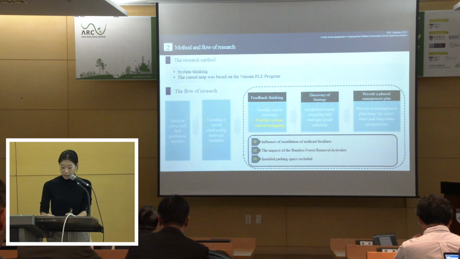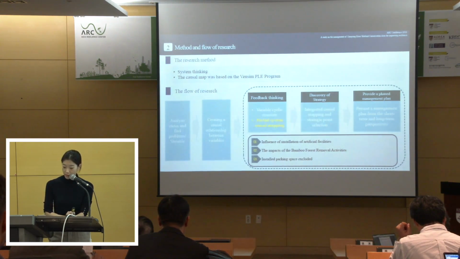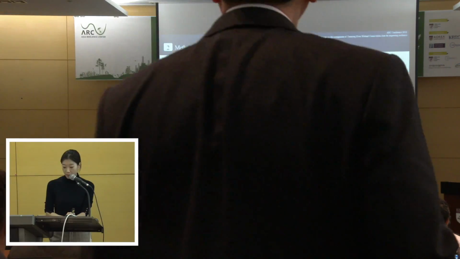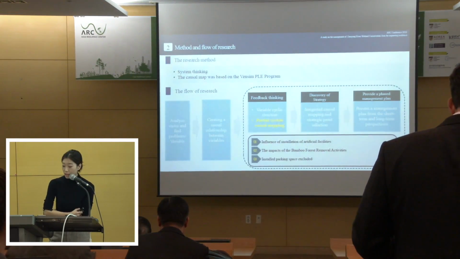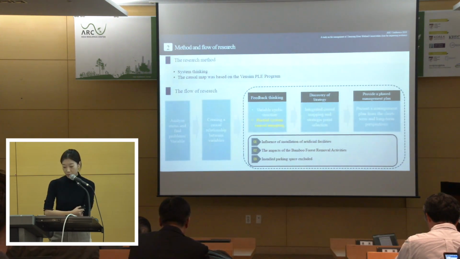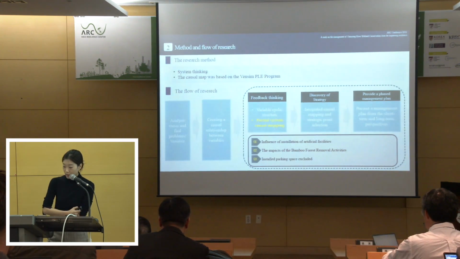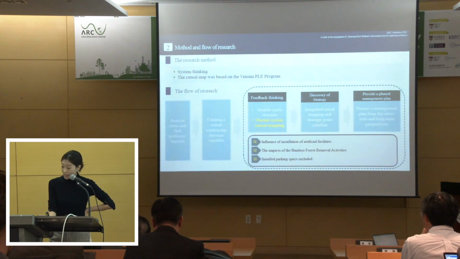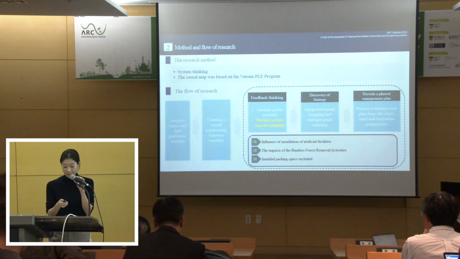The research method used systems thinking, and the causal map was based on the Vensim program. The flow of the research is as follows. The first step is to analyze the status and find problems and variables. The second step is creating causal relationships between variables. The next step is to draw partial system causal maps, then integrate the causal maps and find the strategic points. The final step is to present the management plan from the short-term and long-term perspectives.